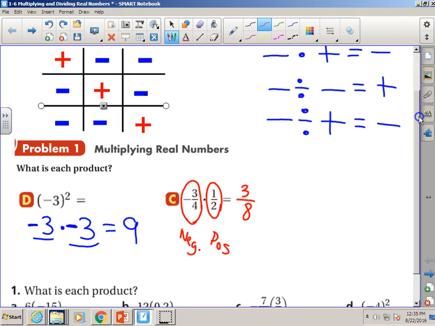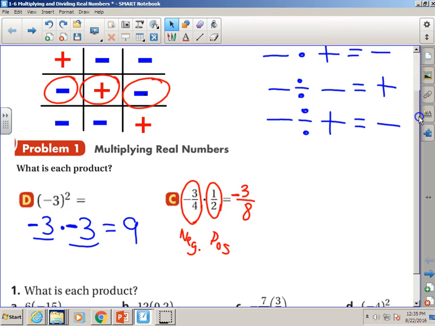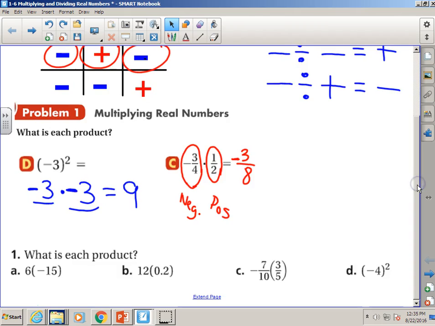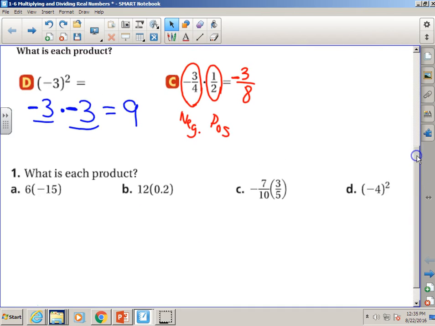So we need to look for negative and positive, right? So right here, negative times a positive fraction, your answer will be a negative fraction. So in front of this 3/8, we better make sure we put that negative, because it's a negative 3/8. So multiplying and dividing, guys, is a lot easier if you remember that tic-tac-toe. You write it down somewhere in your notes. You always refer to it and memorize it. Okay, memorize it.